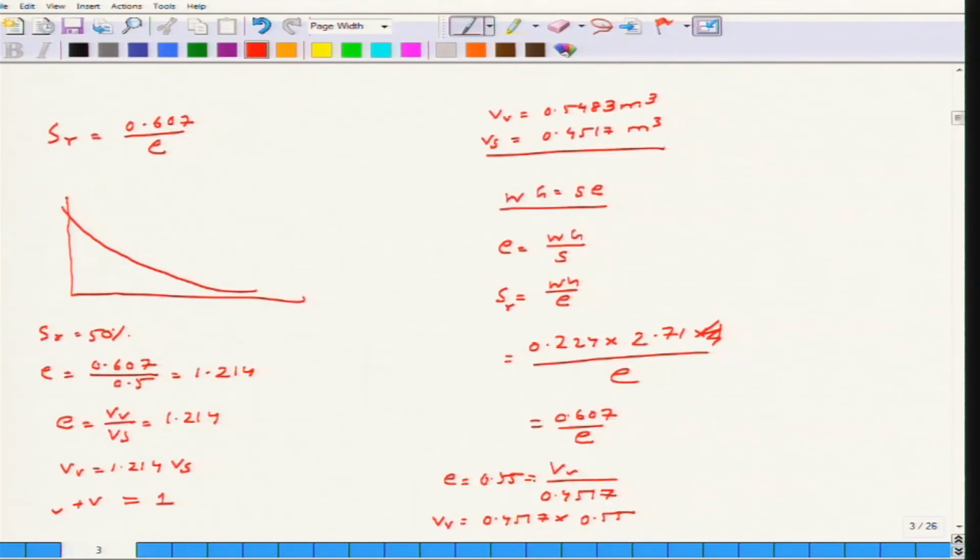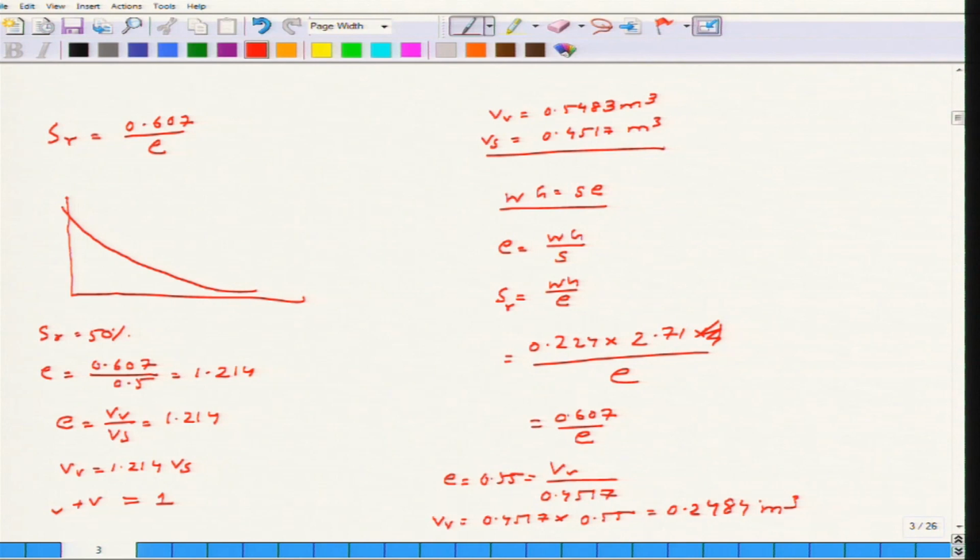So after isotropic compression your void ratio is 0.55, and the volume of voids is 0.4517 into 0.55, because as I have said, in isotropic compression first the air is going to be removed, then the water. In any compression the air is going to be removed because it has more compressibility than water. So it will be removed first, then the water will be removed, and the solids will remain the same because the soil skeleton is generally considered to be incompressible. So the volume of voids now comes out to be 0.4517 into 0.55, which is equivalent to 0.2484 meter cube. So now you can calculate the percentage in the volume change.